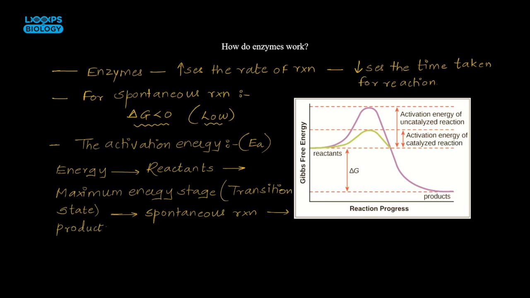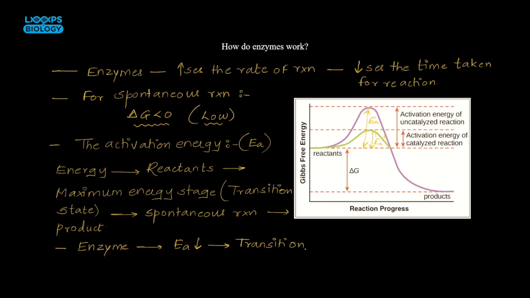So what does an enzyme do? If I'm considering a normal reaction without enzyme, then the activation energy is this much. But with enzyme, the activation energy is reduced. So I require very much less energy to attain that maximum energy stage. Got it? So whenever an enzyme is introduced, activation energy is decreased.